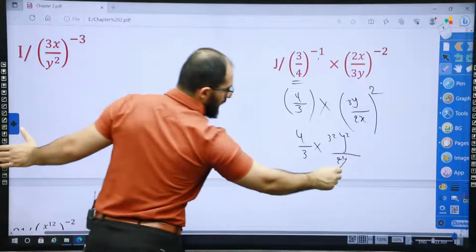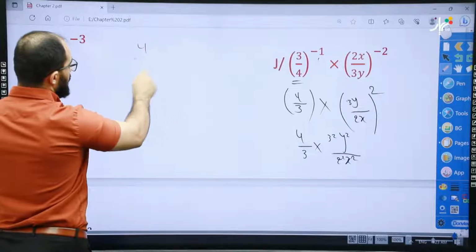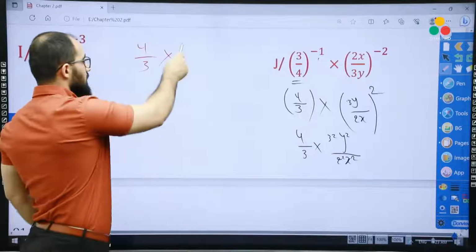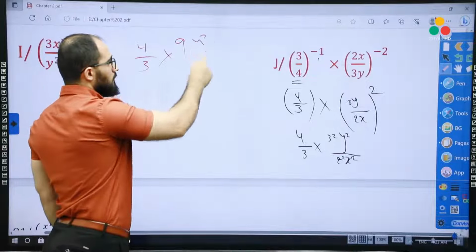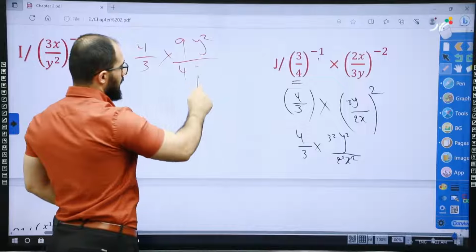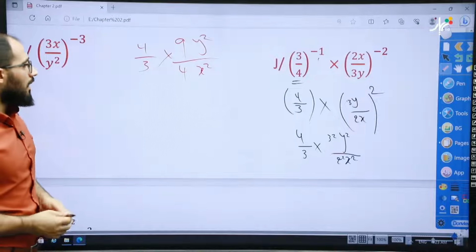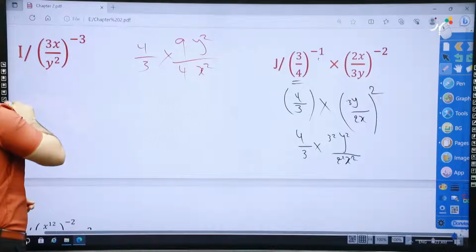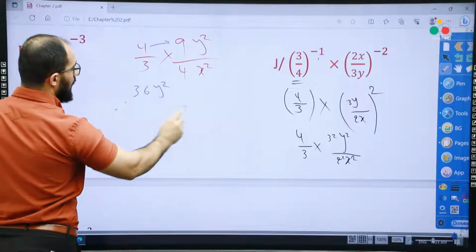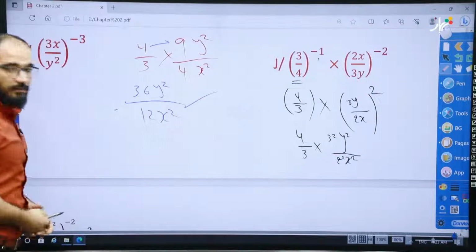Okay, it is x power 2. Then 4 over 3 times 3 power 2 is 9, y power 2, over 2 power 2, it is 4x power 2. So in the final result, we have 4 over 3 multiplied by 9 over 4. So multiply them, it's going to be 4 times 9 is 36 y squared over 3 times 4 is 12x squared, and this is the final result.